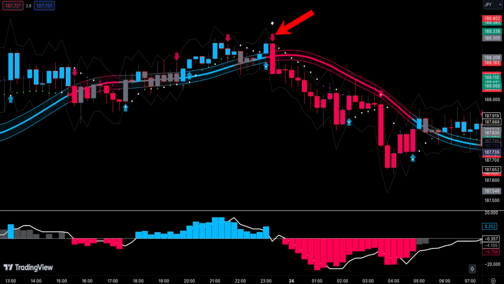3. Before you place a sell order, see if the sell arrow signal has been formed in one of the previous 4 candles from the entry candle. 4. Sell after the close of this strong bearish candle that crosses the SSL line.